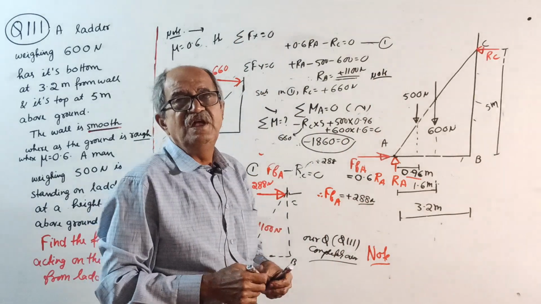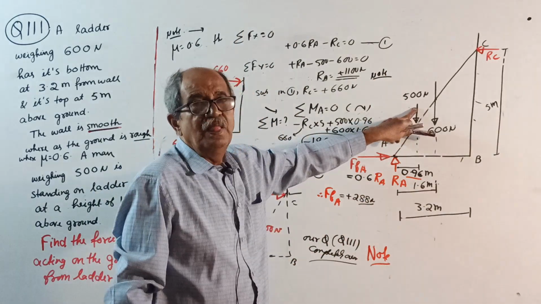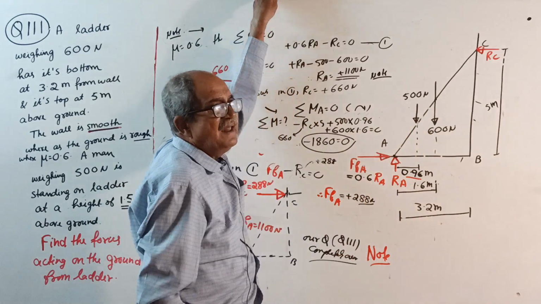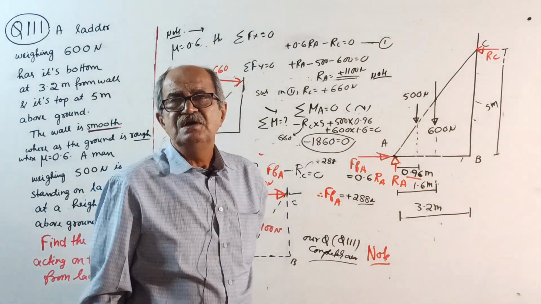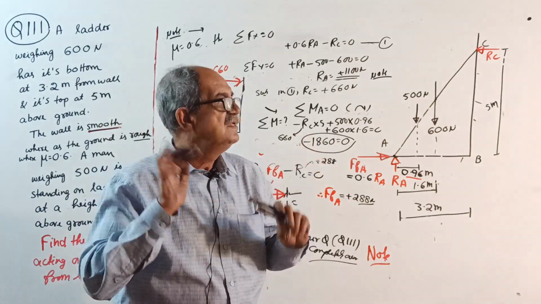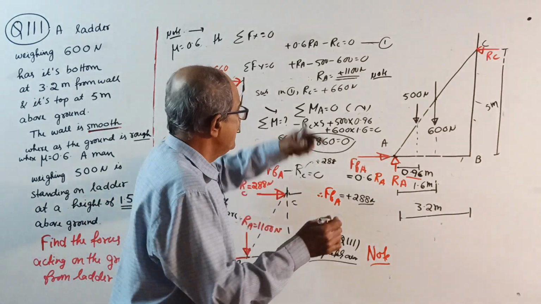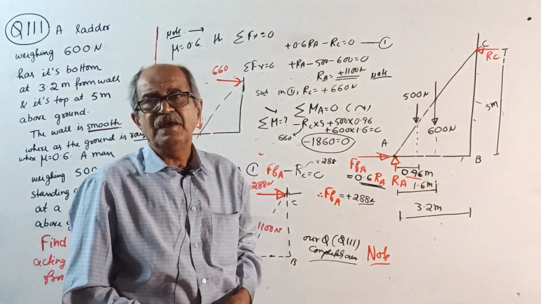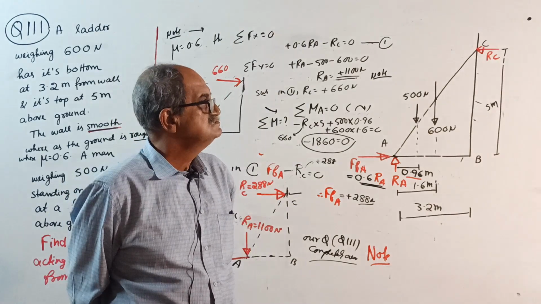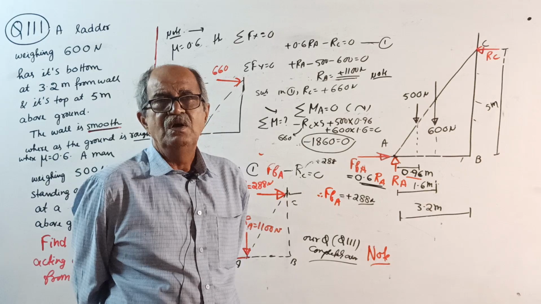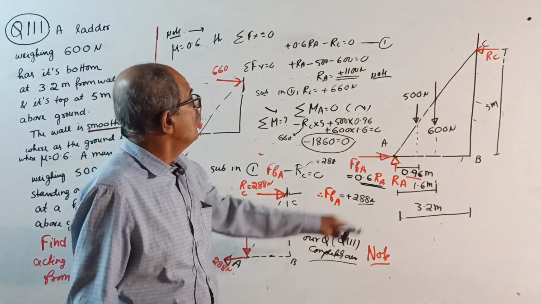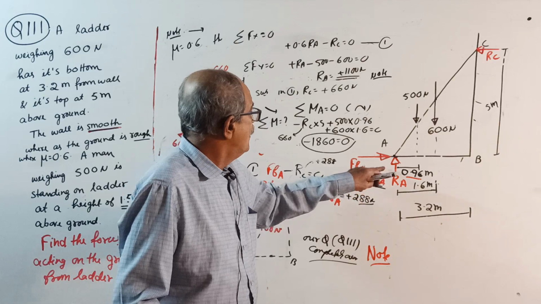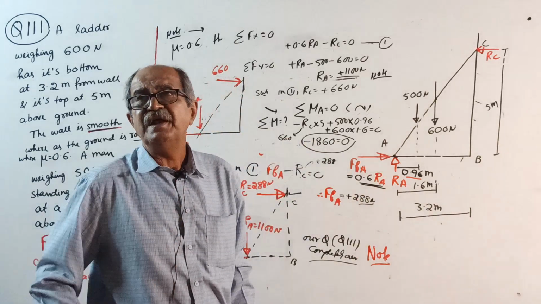Now make one more note. Suppose in the question he gives that it is found that when a man weighing 500 Newton reaches the height of 1.5 meter, the ladder is on the verge of slipping. Then you can take FF equal to 0.6 RA. Then I will ask him, how do you know it is just slipping? I observed, I calculated. Then your sigma M equal to 0 is not satisfied.